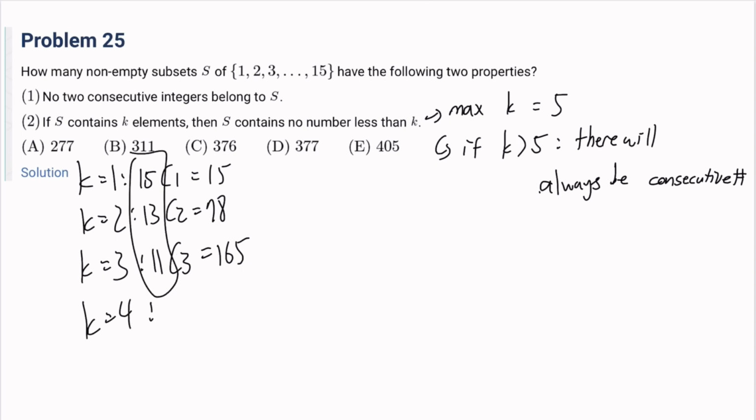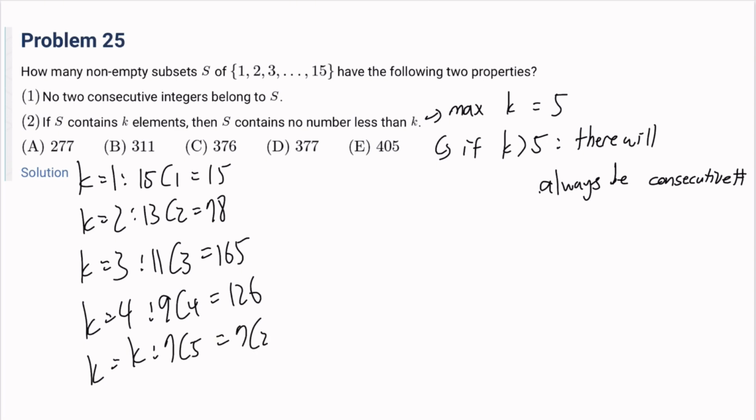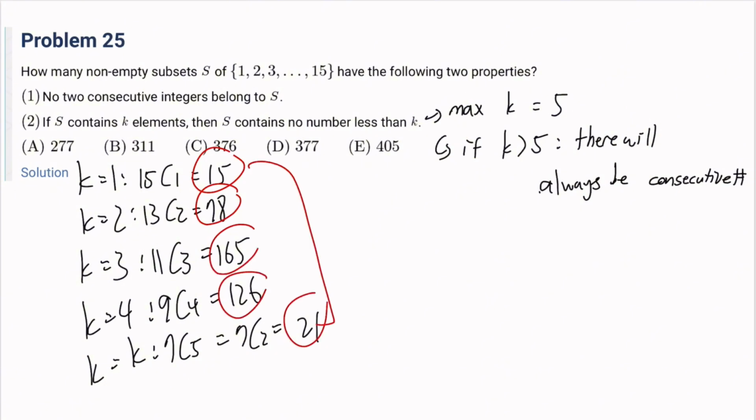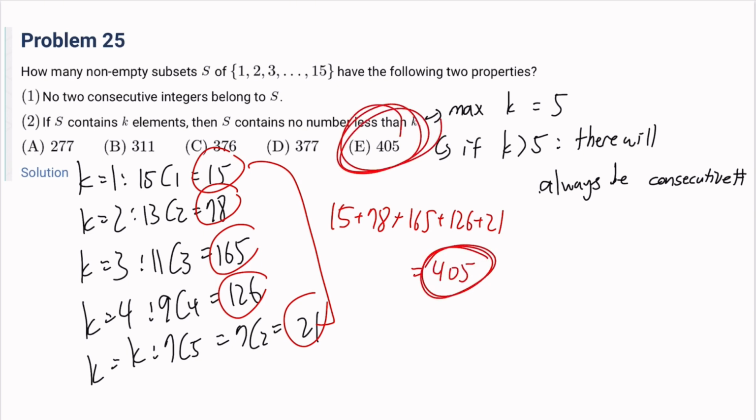And if k equals 4, we are going to have 11 minus 2, because we see the pattern, it's odd numbers and it's decreasing. So that's just 9 choose 4, which gives us 126. And lastly, for k equals 5, this is just all the way minus 2, so that's 7 choose 5. This is 7 choose 2, which is 21. And if we add these numbers all up, 15 plus 78 plus 165 plus 126 plus 21, that's equal to 405. So this is going to be our answer. It's E. And so that was it for the AMC 12A from the year 2006, and thank you for watching.